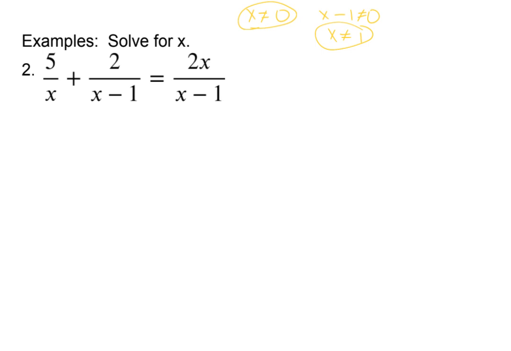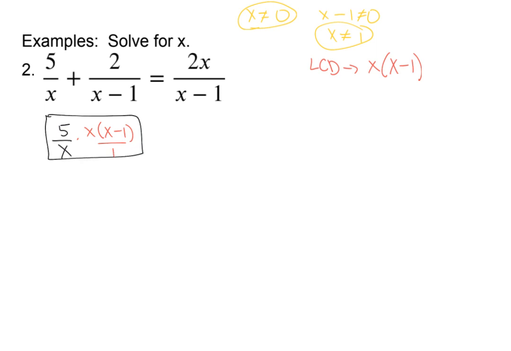Next, we're going to decide what is that least common denominator. What do we have to multiply everybody by so that all of the bottoms will cancel? Well, I've got a GCF x, and I have a factor of x minus 1. So we're going to need to multiply everybody by x times x minus 1. Let's take that first fraction, 5 over x, and we're going to multiply him by x and x minus 1, technically over 1.